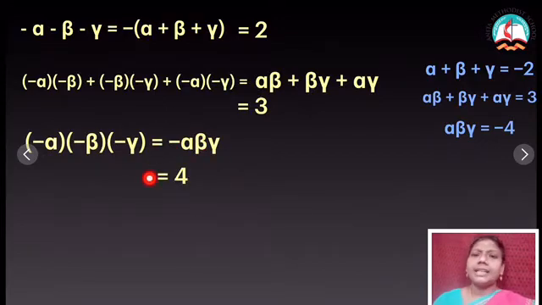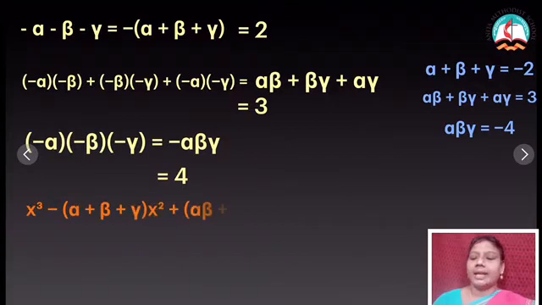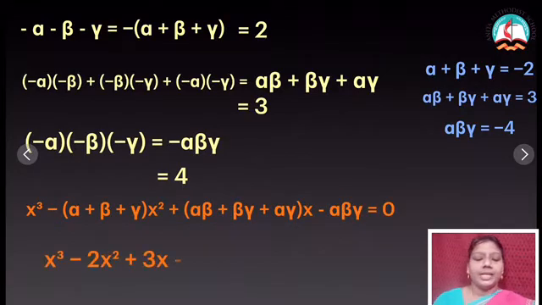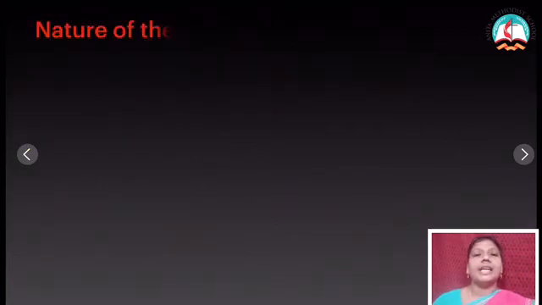Okay. Then what could be the equation? I am going to substitute all these things here. So if I am substituting that, then I will get the equation as x cube minus 2x square plus 3x minus 4 equal to 0. So likewise, we can form a cubic equation. Is that clear, children?